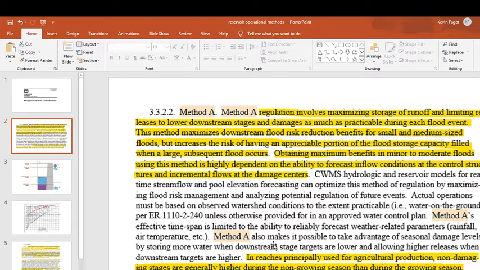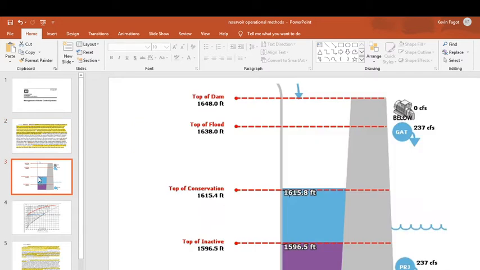Now, the regulating stages can be constant throughout the year, or they can vary throughout the year. So in a lot of cases, in areas where you have agriculture, you have a lower regulating stage during the growing season and then a higher regulating stage once the growing season ends. And you can have a single regulating stage downstream, or the releases can be governed by multiple regulating stages.